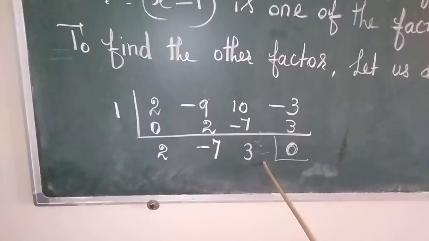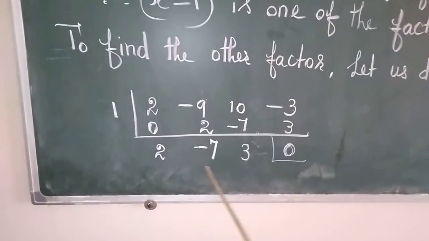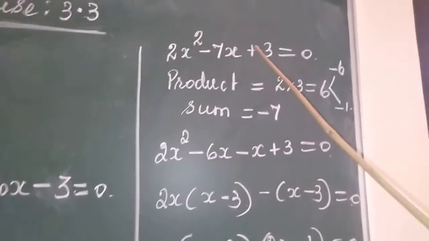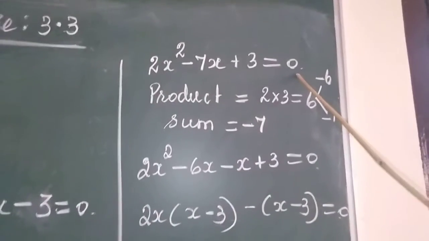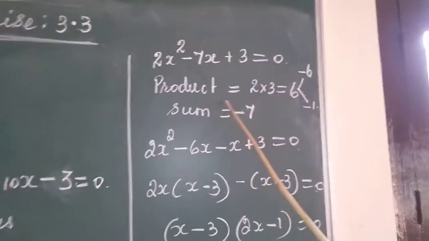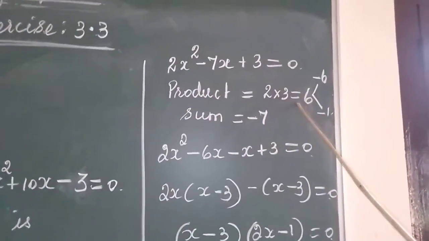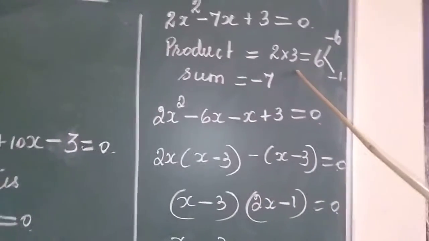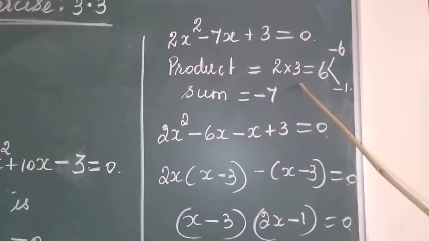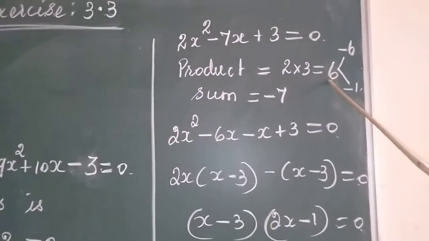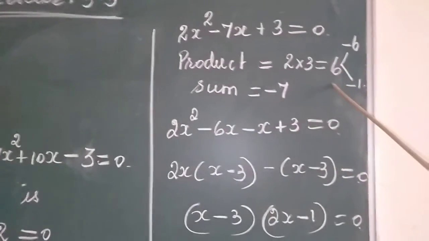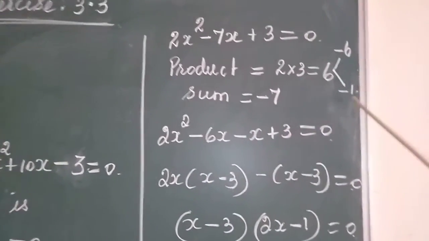So now by using the remaining numbers, we are going to form a quadratic equation. Now the quadratic equation is 2x square minus 7x plus 3 is equal to 0. Now here the product is 2 into 3 is equal to 6, and the sum is minus 7. Now we have to find the two numbers. If we multiply the two numbers, you have to get the product 6. The same two numbers, if you add them, you have to get the sum minus 7. The two numbers are minus 6 and minus 1.